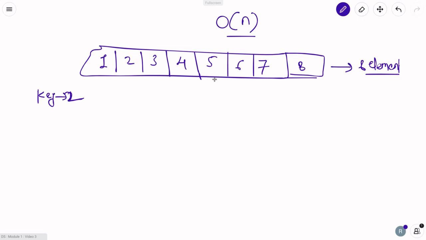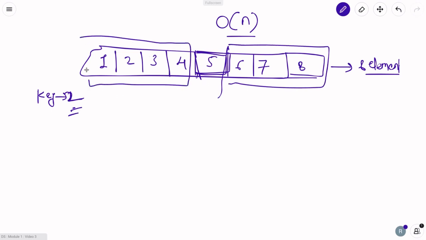What we can do is jump to the middle element. In this case, this is the middle element. We can check whether the middle element and key are matching. In this case, it is not matching. We can check whether the key is greater than the middle element or less than the middle element. If it is greater than the middle element, then we just need to search for the key in this small array. And if the key is lesser than the middle element, then we just need to search in this small array.